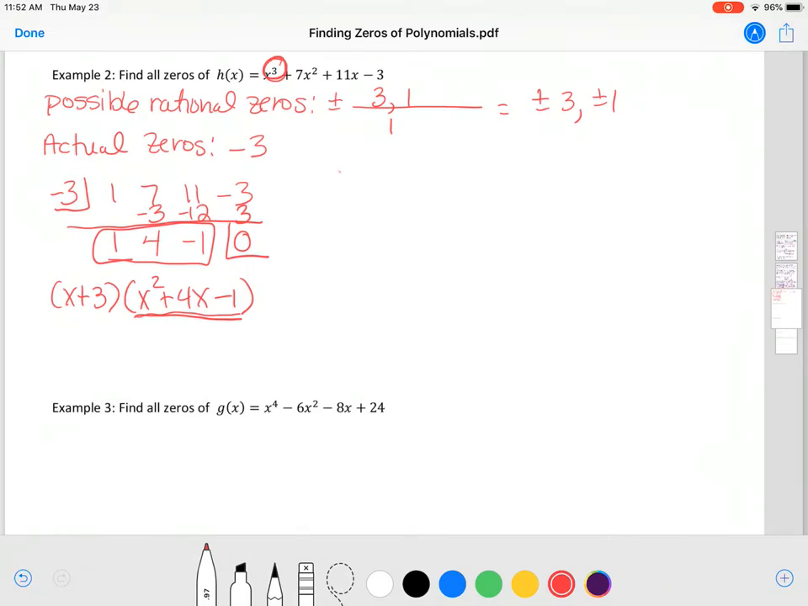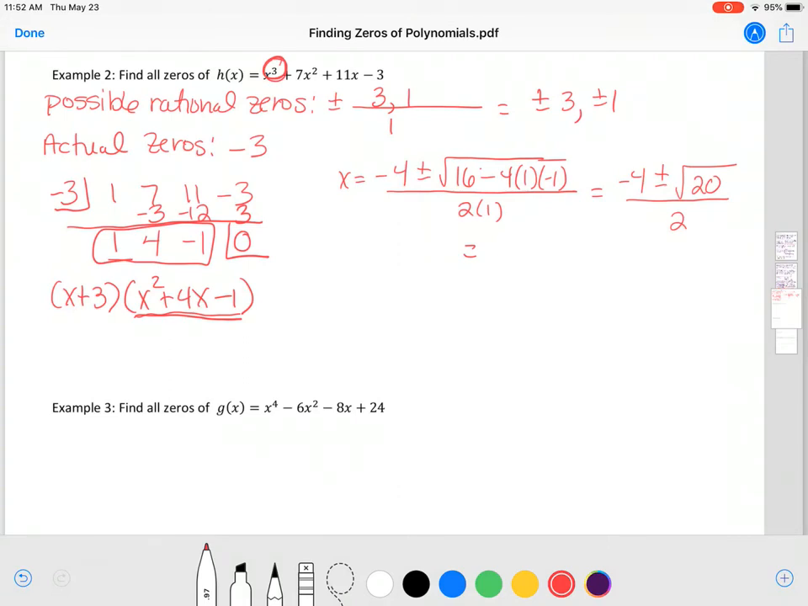So I'm going to have minus b, which is minus 4, plus or minus the square root of b squared minus 4ac, all over 2a. So that's 2 times 1. So that gives me a negative 4 plus or minus. When I clean up what's on the inside of that, I'm going to get a 20 over 2.